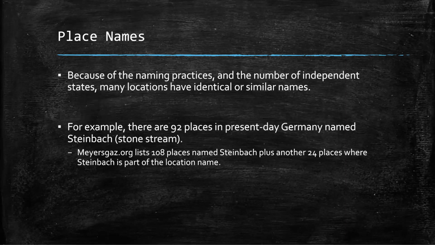And because of these naming practices, you're going to find many locations having identical or similar names. So there comes the question, that says they came from Neukirchen. Well, where was that? In what state was that located? For example, there's 92 places in present-day Germany named Steinbach. So if you go to Meyers Gazetteer's website and you put in Steinbach, you're going to get 108 locations and 24 places where Steinbach is part of the name. So which of those is the right one?